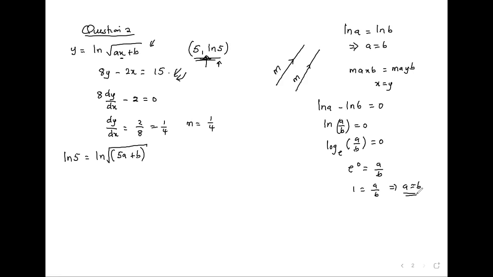So when we come here, we'll say 5 is then equal to root of 5a plus b. If we square both sides, we'll have 25 is equal to 5a plus b.